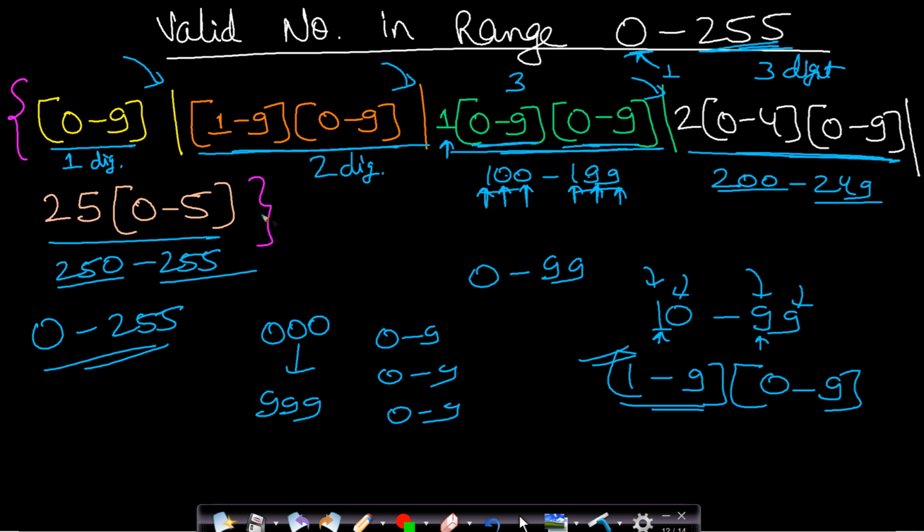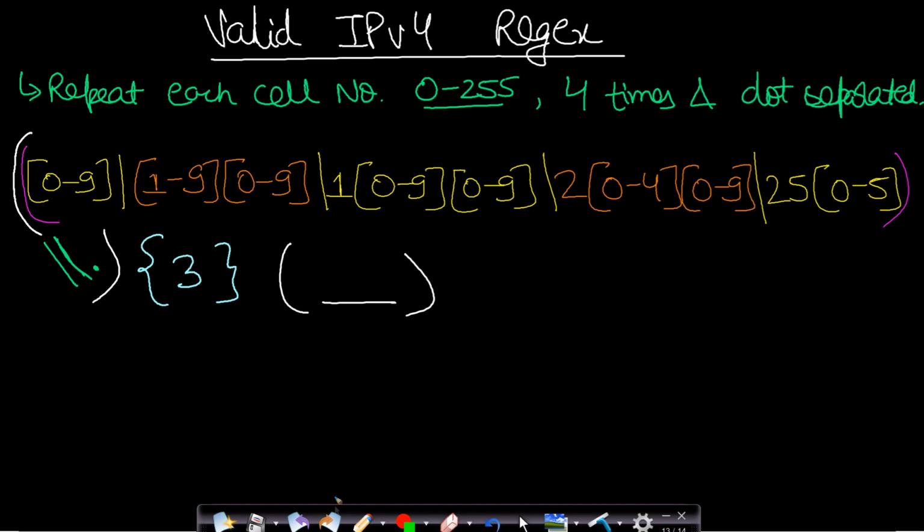So this is how you can write a regular expression in order to check whether a number is falling in the range of 0 to 255. Okay. Now what if we want to write a valid IPv4 regular expression? So how can we write it?